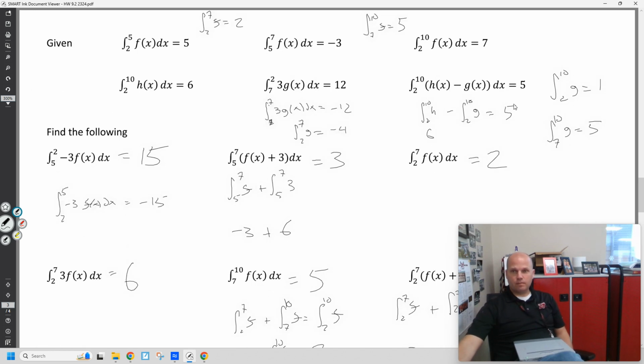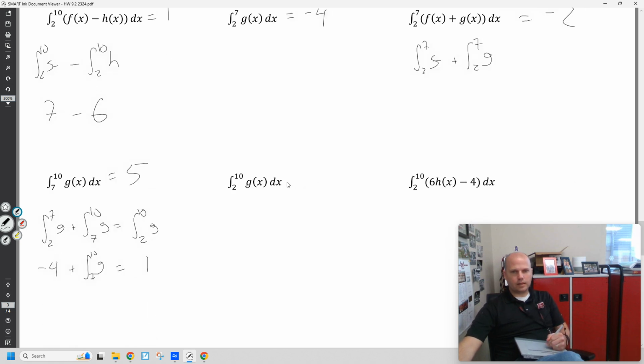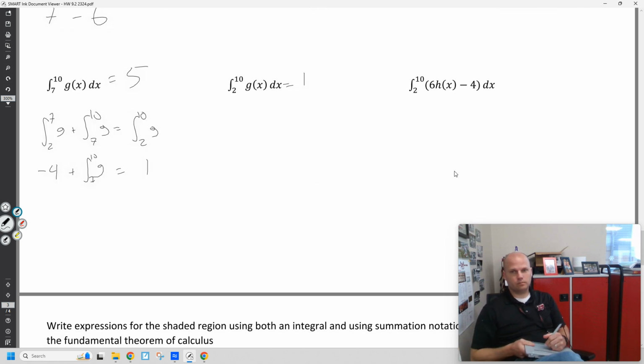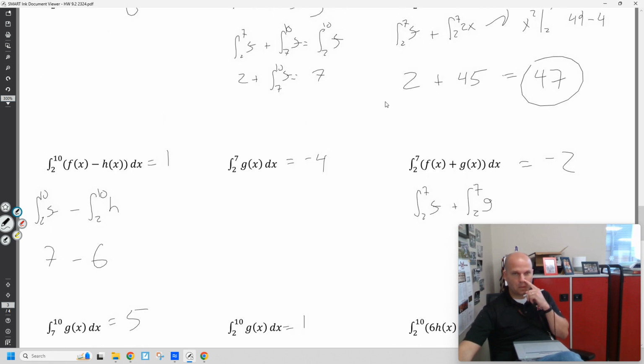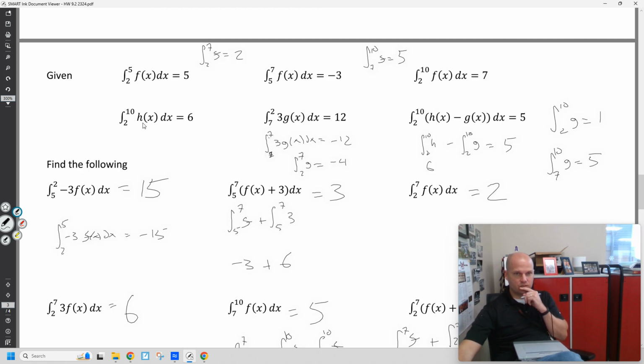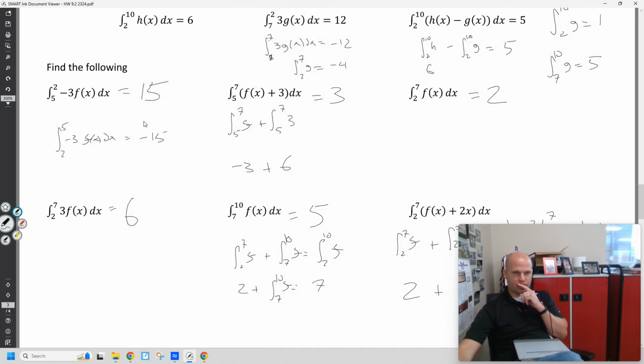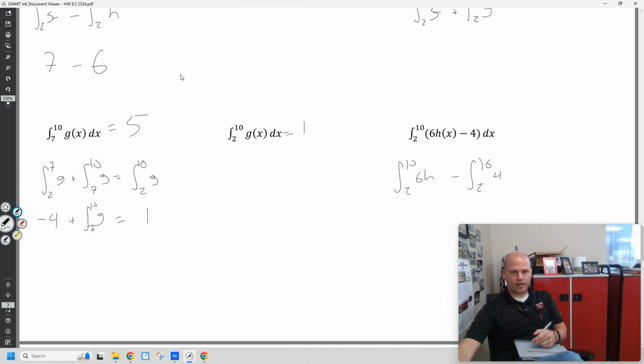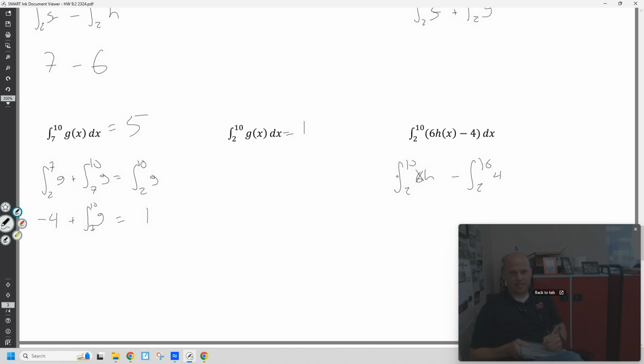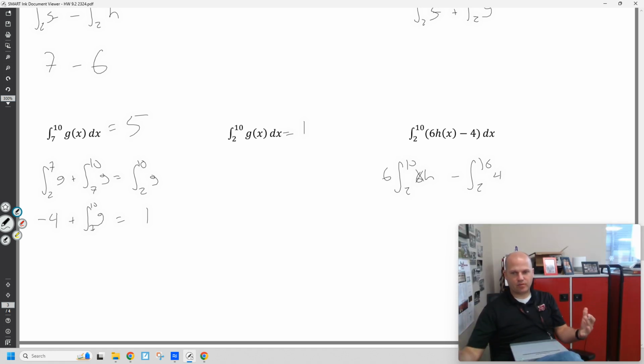2 to 10 of g, got that. Split this up. 6h from 2 to 10. That's 36. Why? Because I can pull this 6 out. I'm not going to take the antiderivative because I have the accumulation of h from 2 to 10. So I get 36. These are just little puzzles.